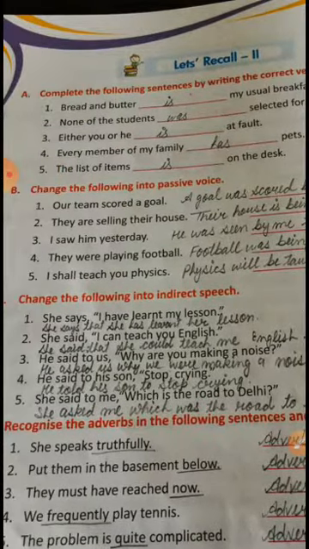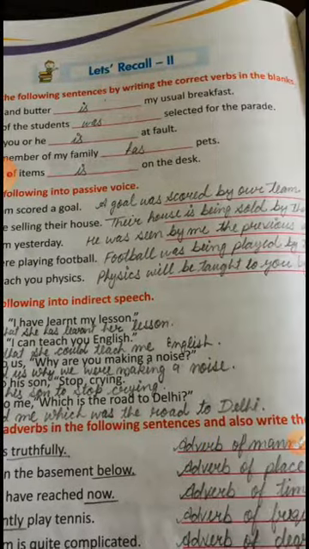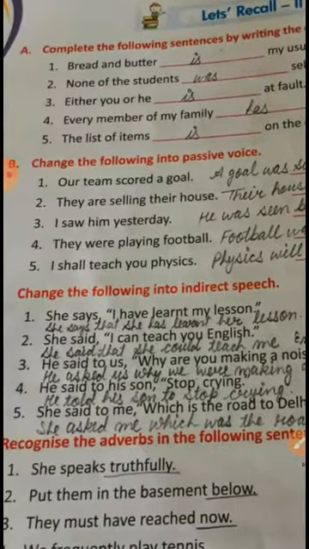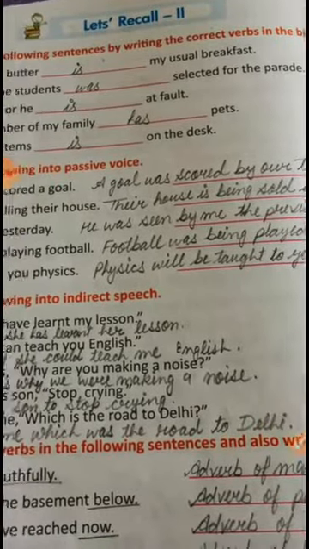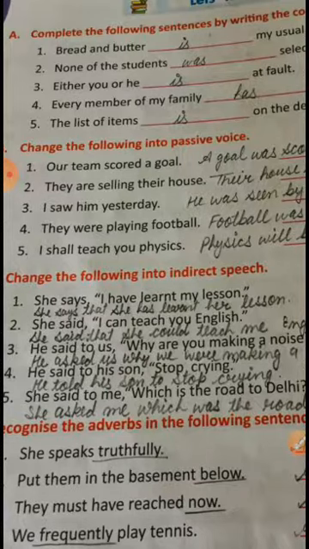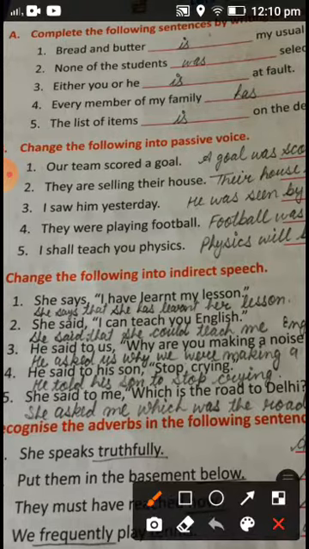Then complete the following sentences by writing the correct verb in the blanks. Butter and bread is my usual breakfast. Okay, next one, none of the students was selected for the parade. None of the students means nobody, singular noun. Then either you or he is at fault. So we are going to use the verb according to the second one. All right, every member of the family has pets. Okay, next, the list of items is on the desk.